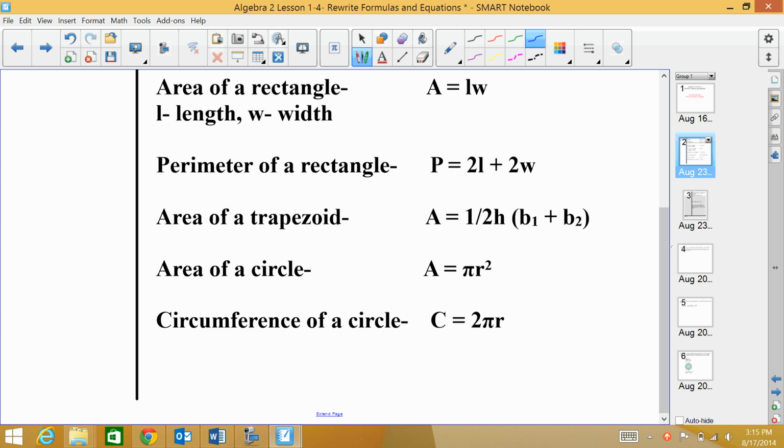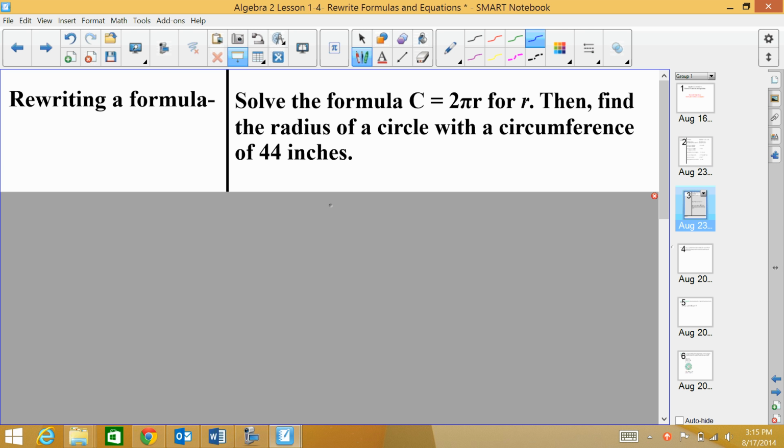For a circle, the area is equal to pi r squared. R stands for the radius of the circle here. And then circumference of a circle is circumference equals 2 times pi times the radius of the circle. So those are just some formulas that you may need to refer back to later, so you might want to have those in your notes. But this is going to be a pretty quick lesson.